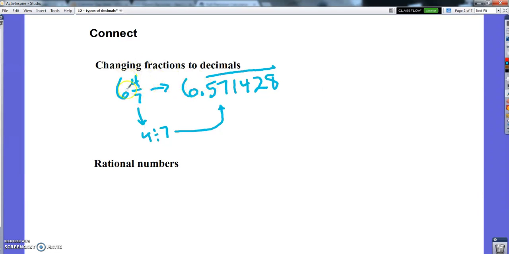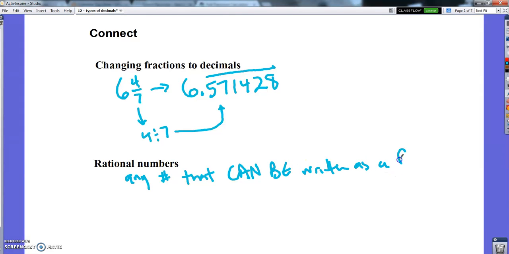And you can see this is a little more than 6 1/2. Looks about right. The other thing we'd have done is we've talked about rational numbers. And rational numbers, if you'll recall, are any number that can be written as a fraction.